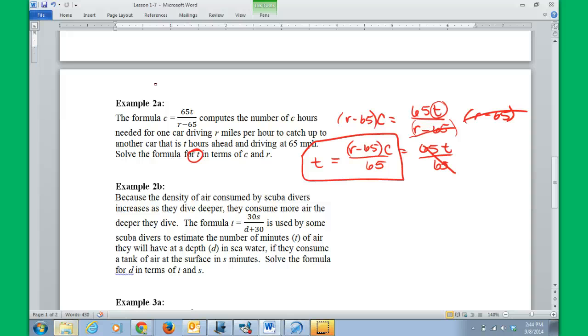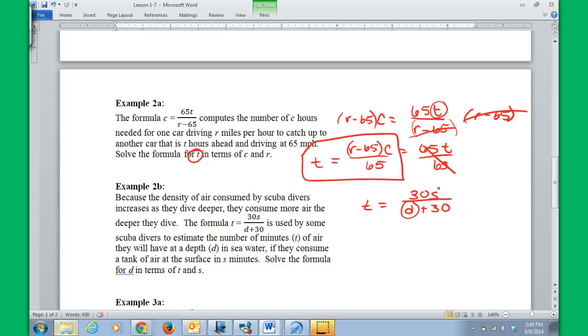Okay, so because the density of air is consumed by scuba divers, it increases as they dive deeper. They consume more air the deeper they dive. We have this formula, and it is used by some scuba divers to estimate the number of minutes of air they will have at a depth D in seawater. If they consume a tank of air at the surface in S minutes, solve the formula for D in terms of T and S. Okay, so we're looking to solve this formula right here: T equals 30S over D plus 30. And we want to solve for D this time.